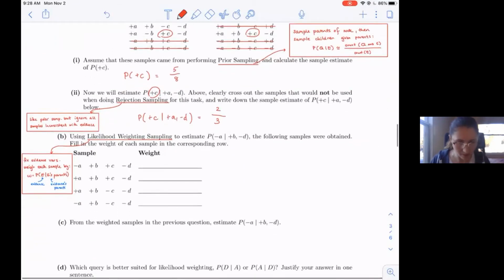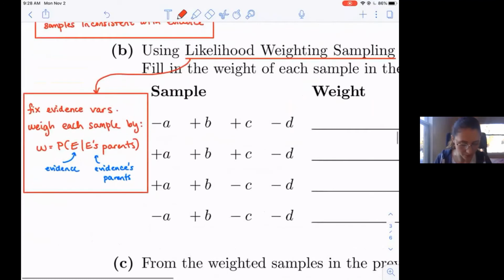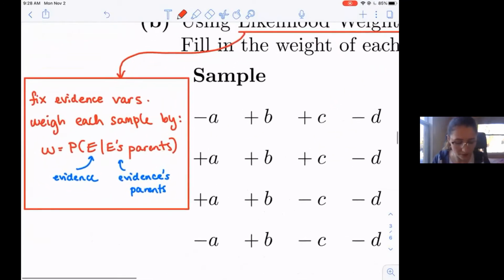All right. Next question asks us about likelihood weighting. So in likelihood weighting, let's remind ourselves really quickly how that works. Here we're going to fix our evidence variables. And then we're going to weigh each sample according to the probability of the evidence given the evidence's parents. That's going to be what constitutes our weight W.